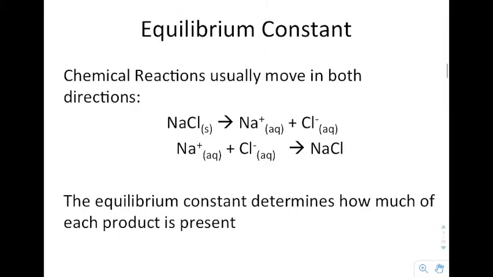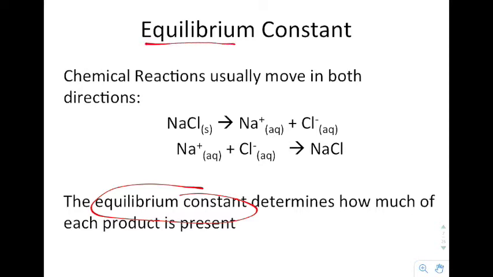Now, what we can do is generate something called an equilibrium constant expression. Chemical reactions generally move in both directions, and so we create what's called an equilibrium expression to say, hey, this is how much there is when they're in balance. Because remember, equilibrium means that they're in balance.